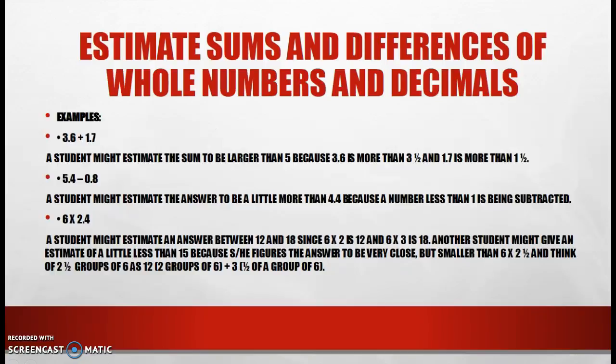So this is going to be a little bit of review because we've done rounding, so it's going to be very similar to rounding. So for example, 3 and 6 tenths plus 1 and 7 tenths, we're going to round the 3 and 6 tenths to 4, and the 1 and 7 tenths to 2, and we'll say 4 plus 2 is 6. So for decimals, we're always going to round to the nearest whole number. If we get to just regular whole numbers, we're going to round to the highest place value for each number.